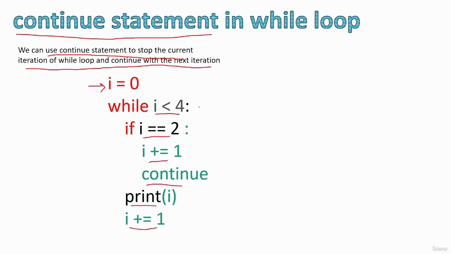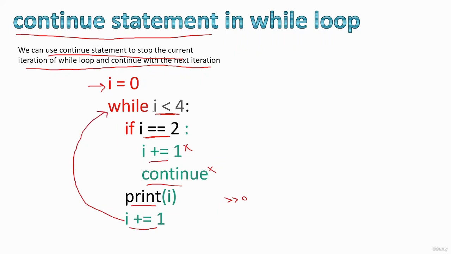Now let us see how this is going to work. First i is equal to 0, so it is less than 4. This condition is true. Then it will check whether this condition is true or not. So i is not equal to 2. These two codes will be skipped. Then it will print i is equal to 0. Then it will add 1 to the i. Now again it will go to the beginning.